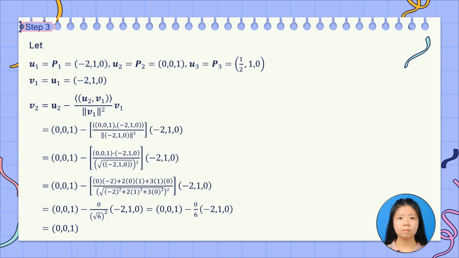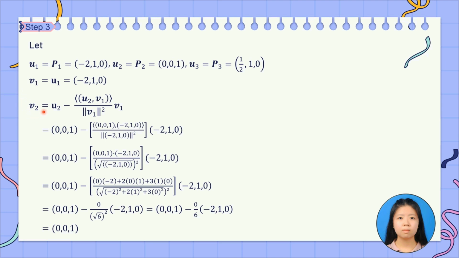Now, we come to step 3. We need to use the Gram-Schmidt process again to find the new orthogonal basis, as the question gives the weighted Euclidean inner product. We use back the columns from matrix P, which we denoted as U1, U2, and U3. First, V1 equals U1, which is negative 2, 1, 0.